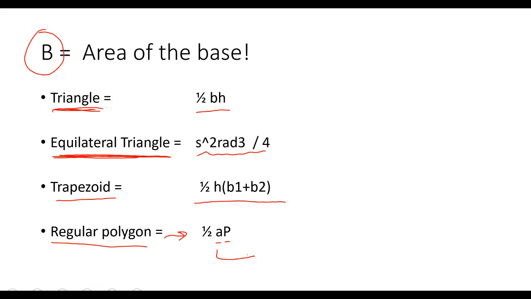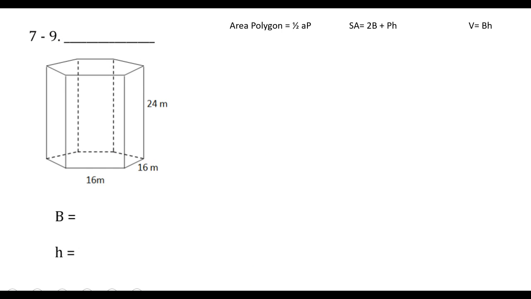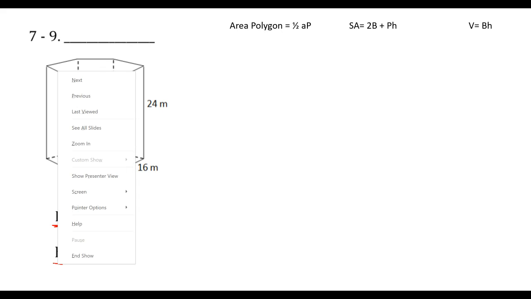In these kinds of problems, you're going to have to use, more often than not, sine, cosine, and tangent to find the apothem, to find the side. That is going to be a key to finding the volume and surface area for all these kinds of problems. Okay, so let's turn over to number 7 through 9. We need to find the area of the base and then the height.